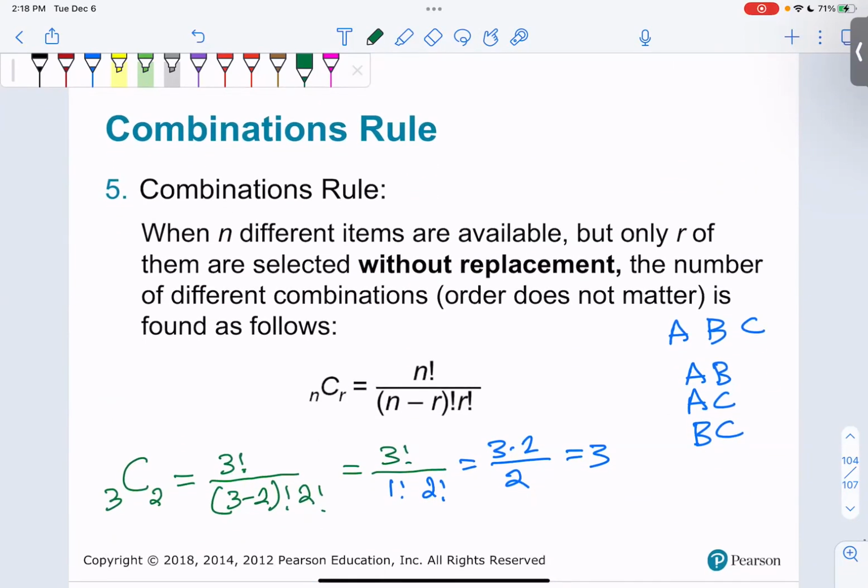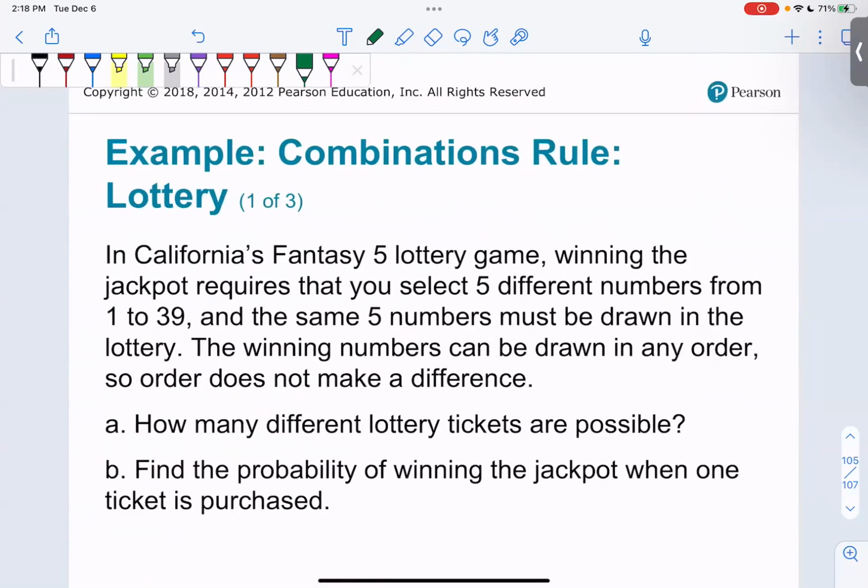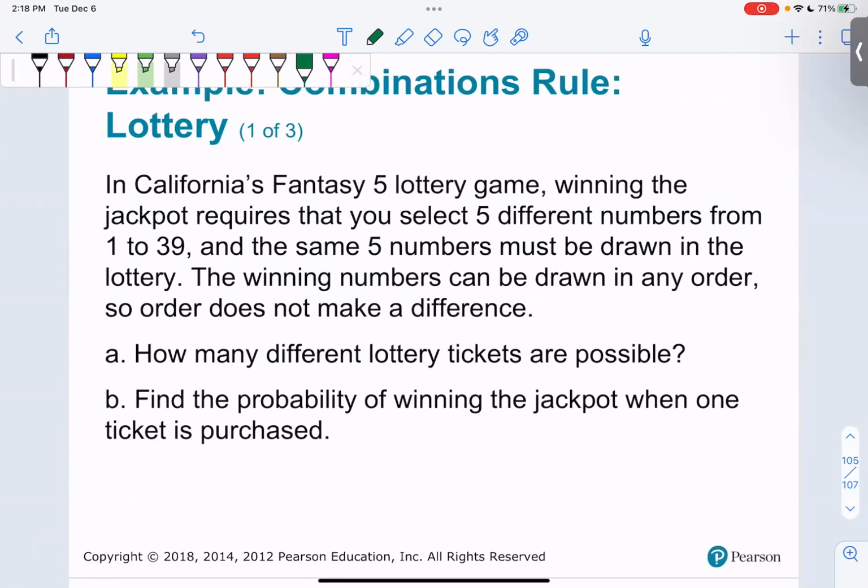And then the next one, the combination rule, where we said the order does not matter, so we don't care if I get A first or B first. This is the example. We have a lottery game, and the jackpot requires you to select 5 different numbers. So now we have to select 5 different numbers from 1 to 39.